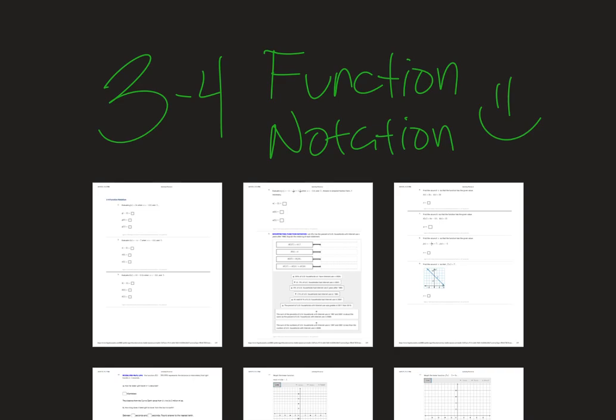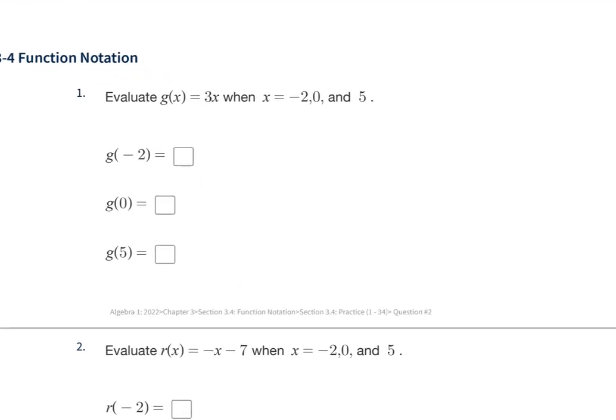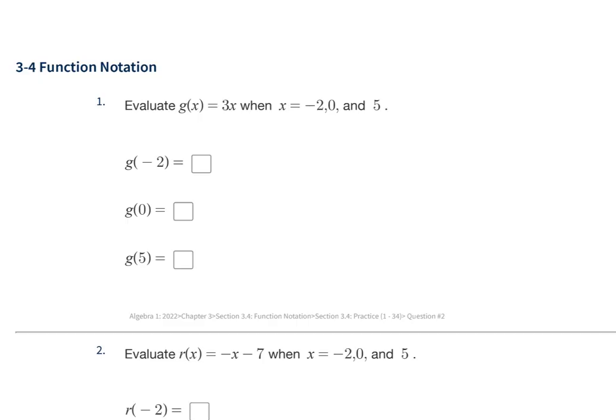Let's talk about function notation. Number one, evaluate g of x. G is the name of the function. X is our input, and then 3x is our output. Hang on, this is 3 problems. So when x is negative 2, 0, and 5.